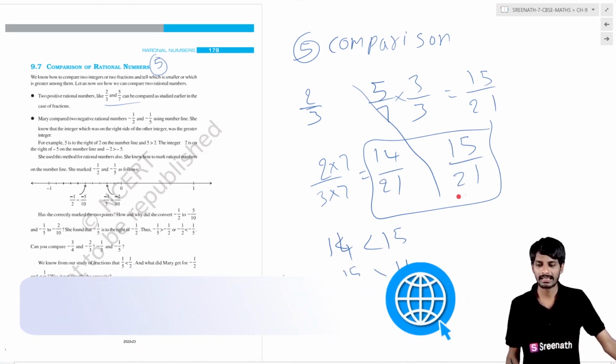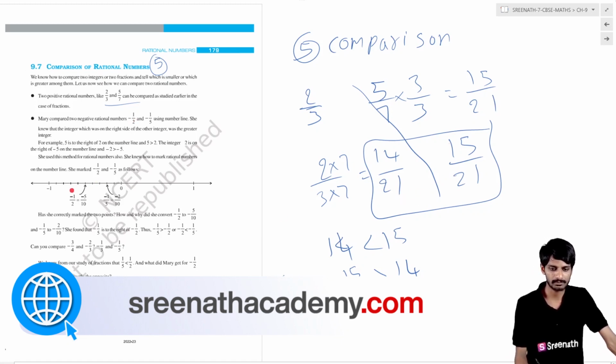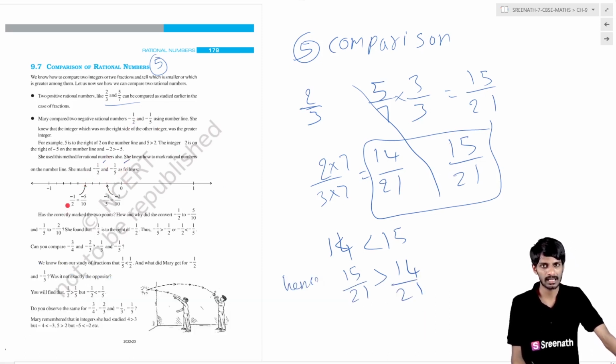For that you have to modify the given rational numbers so that they have the same denominators. For example, if you want to compare minus 1 by 2 and minus 1 by 5, you can use the number line also. So you have to represent both of these on the number line. Basically, on the number line, the numbers on the right side are greater than the numbers on the left side. So you have to represent minus 1 by 2 and minus 1 by 5 on the number line.